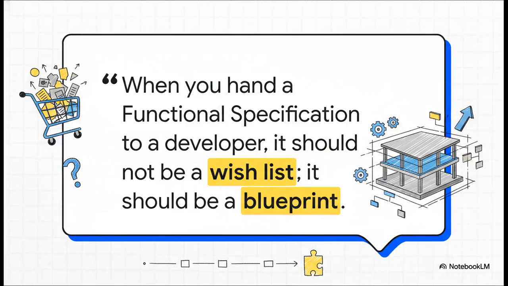Let's jump in. This gets to the very heart of the problem. A wish list is fuzzy. It's saying, hey, I want a report that shows me open orders. But a blueprint? A blueprint is rock solid. It says, here are the exact tables, the specific fields, the logic, and all the conditions you need to build that report. And that precision? Well, that's the difference between a project that gets stuck in endless back and forth and one that just flies.